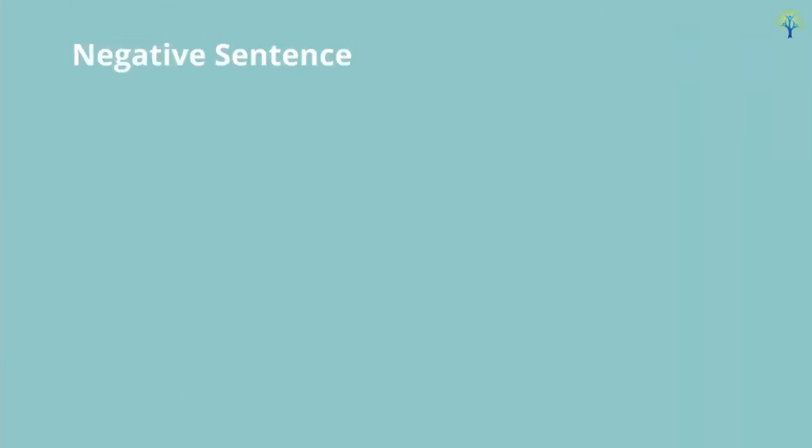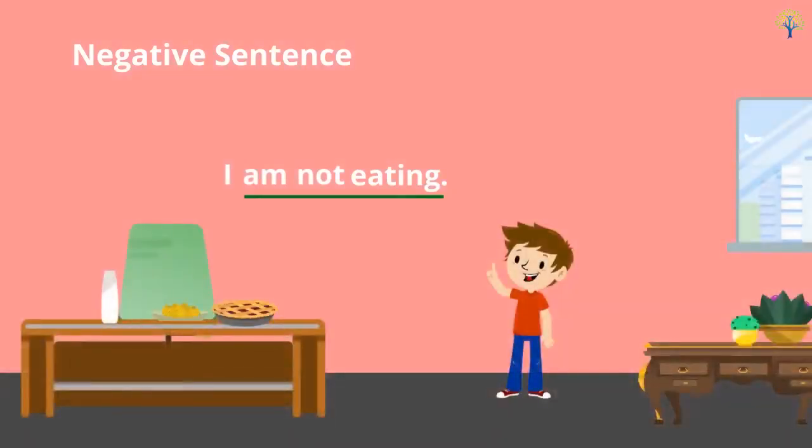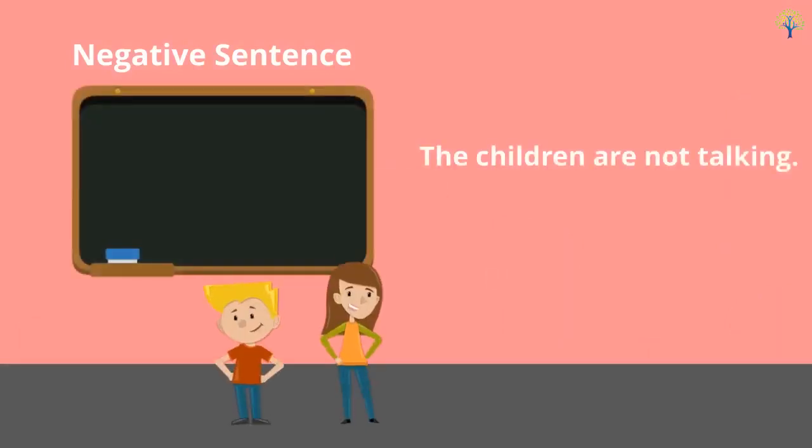To make a negative sentence, begin with the pronoun. Add is, am, or are and not before the verb ending with ing. For example, I am not eating, or the children are not talking.